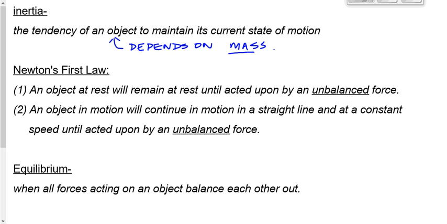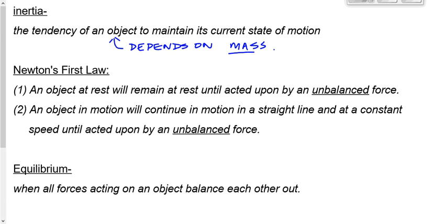And finally, equilibrium, which relates to inertia, relates to Newton's first law. Equilibrium we defined as a condition in which all forces acting on the object balance each other out. If you have an object at rest that's in equilibrium, it stays at rest. If you have an object in motion that's in equilibrium, then it's going to stay in motion in a straight line at a constant speed.